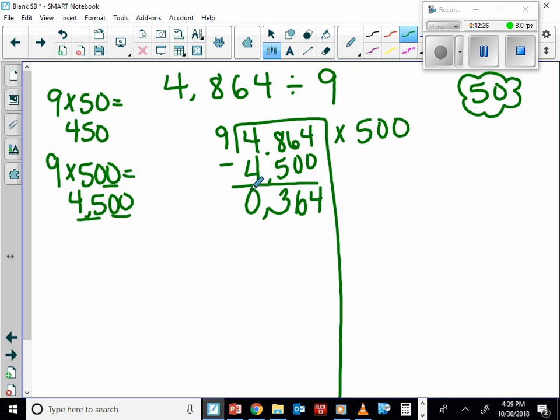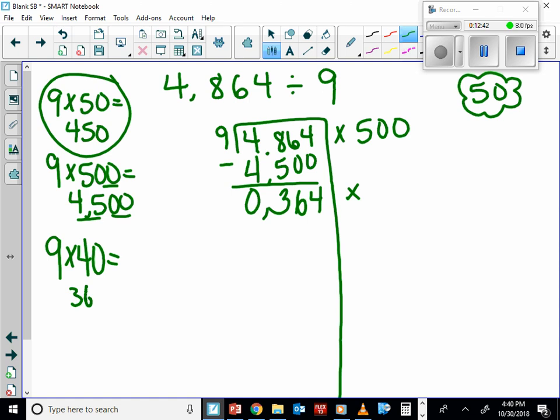Well, looking at my previous work, 9 times 50 is 450. So that's just a little bit above. So I need to go less than 50. So let's go with 9 times 40. Okay, 9 times 4 is 36. Add a 0. Oh, that's really, really close. That's good. Okay, so let's multiply by 40. That equals 360. Subtract, I have 4 left.